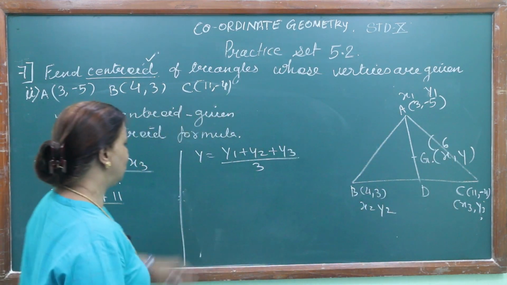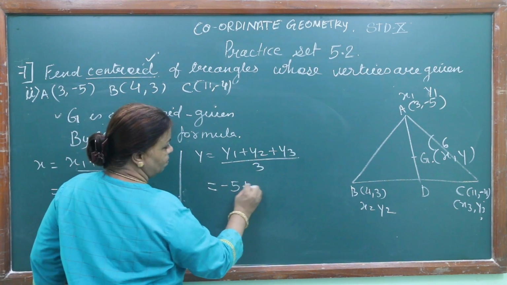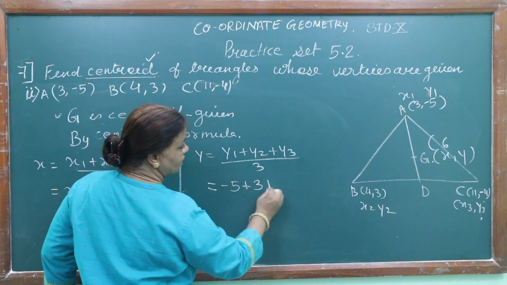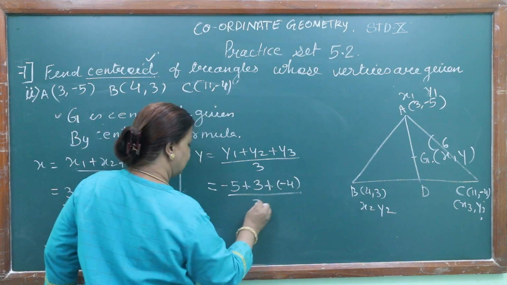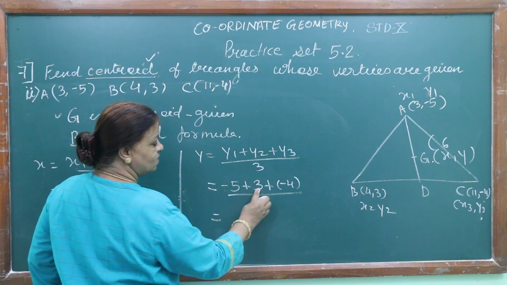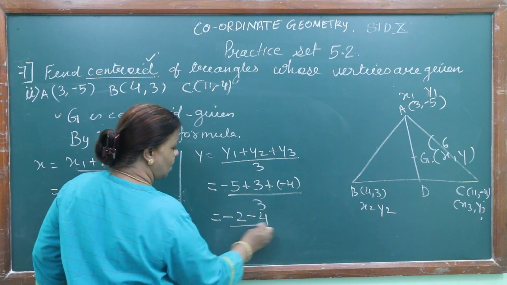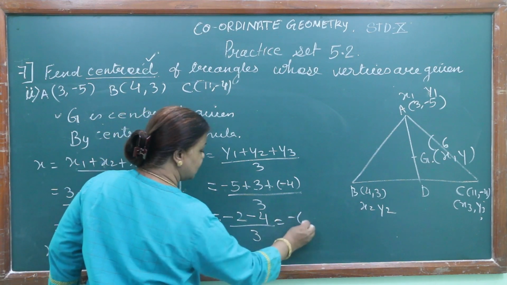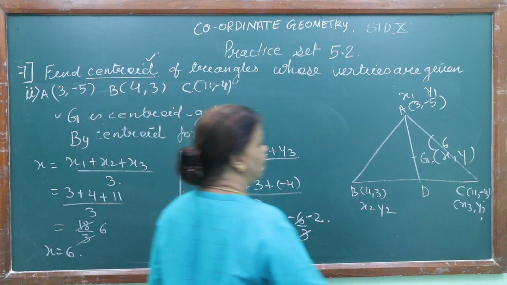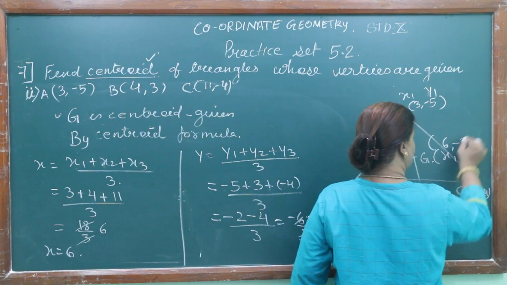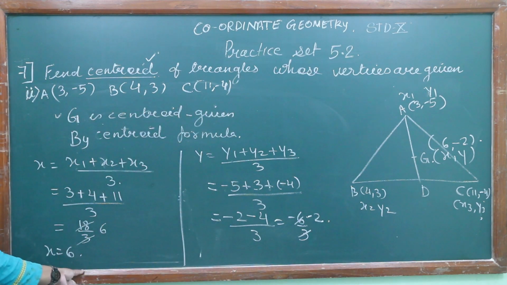Now let us go for the y coordinate. That is y1 minus 5 plus y2 3 plus y3 minus 4 upon 3. That is minus 5 plus 3 is minus 2, plus minus 4, upon 3, which is minus 6 upon 3. 3 2s are 6, so minus 2. So the y coordinate is minus 2. Children, you can pause the video and solve the sum.